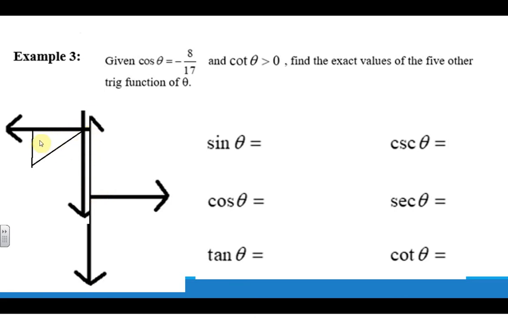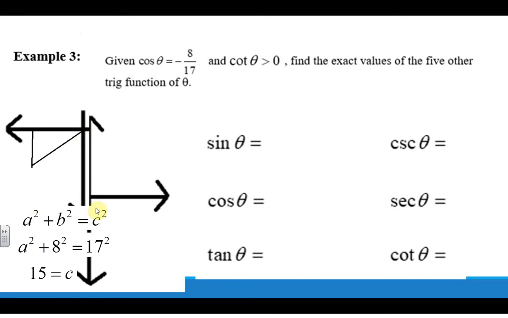So then remember, this is adjacent over hypotenuse. We look at the reference angle here. The 8 should go here because this is the adjacent side. The 17 should go here because it's the hypotenuse. Then you use the Pythagorean theorem. You substitute 17 in for the hypotenuse, and you solve for 15. So we now have 8, 15, and 17.